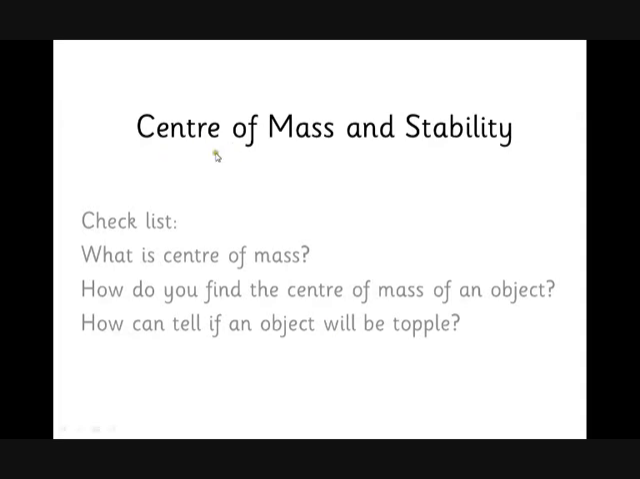This section is on centre of mass and stability. It's about what centre of mass means. We really need a definition so that we know what we're talking about. If we say where's the centre of mass of an object, we need to know how to find the centre of mass of an object, and then we need to use this to describe whether an object will topple over if it's on a slope or if you tilt it.